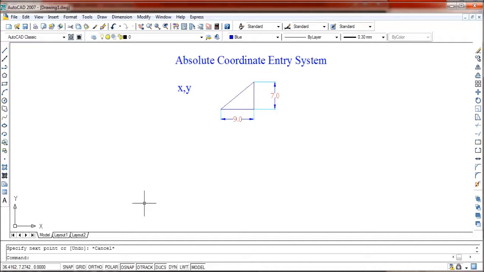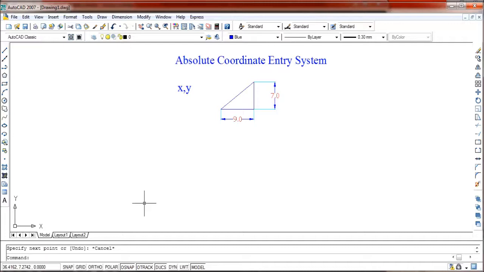So the coordinate entry system used in AutoCAD is called the Cartesian coordinate entry system, where the value of a point on our drawing screen is specified by the distance from two axes, the x-axis and y-axis for 2D, and three axes in case of 3D modeling, x, y, z axis. So in this specific part, we will discuss the absolute coordinate entry system.